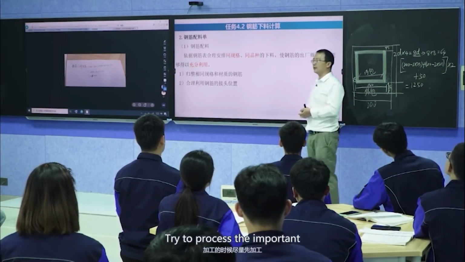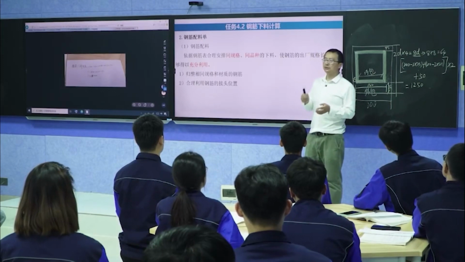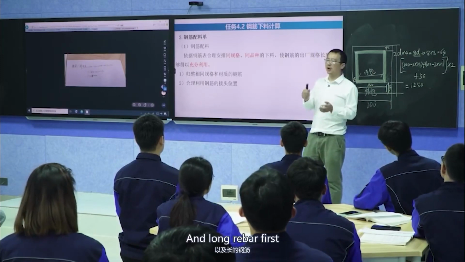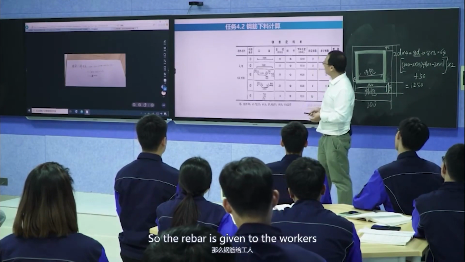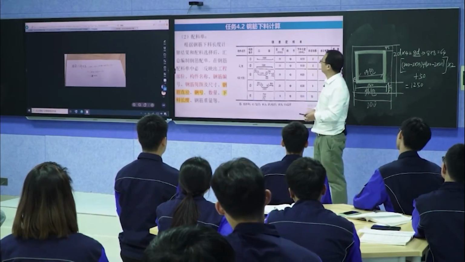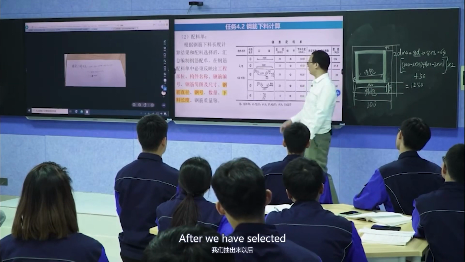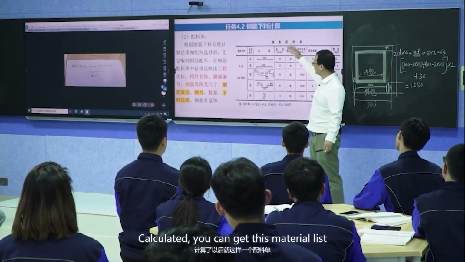Try to process the important rebar and long rebar first. So the rebar is given to the workers. After we have calculated, you can get this material list.